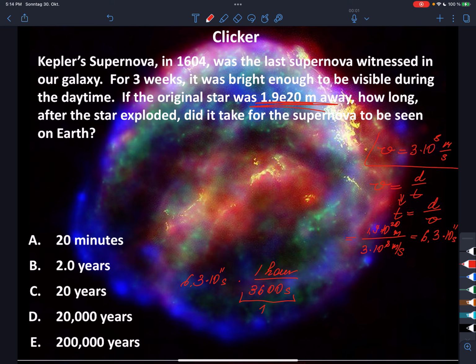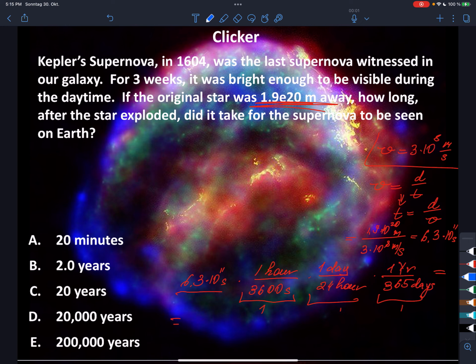So the next step would be that I will just write 1 day. In 1 day, there are 24 hours. And finally, in one year, there are 365 days. So you see, I strategically construct this in such a way. Again, every factor here is just one, so I have the same number.